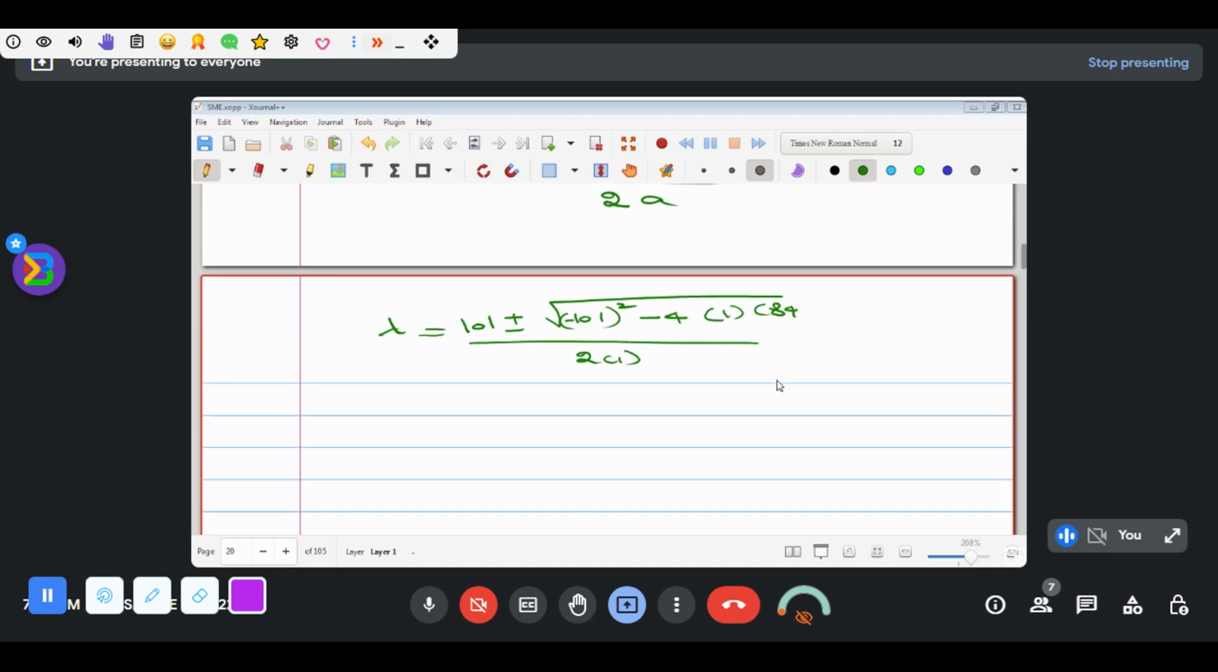Tell me, Mohammed, any doubt now? Okay. Just complete it. So what is the result here? It is equal to 101 plus or minus the square root value. Once the square root value is completed, what is the end result? Has anyone completed it? Please tell me. What is the square root value? Please complete this overall calculation.